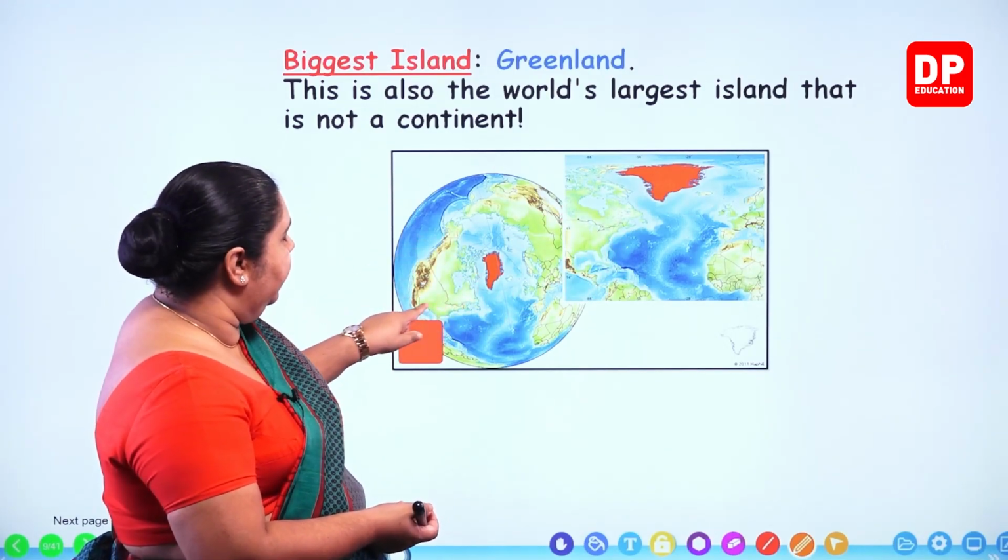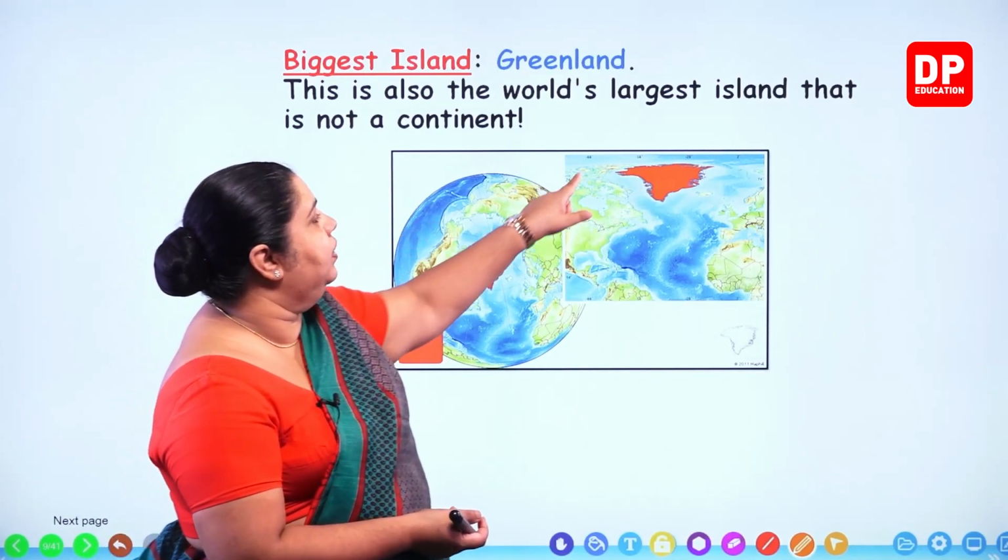Now this is the North America and Greenland belongs to the North American continent.